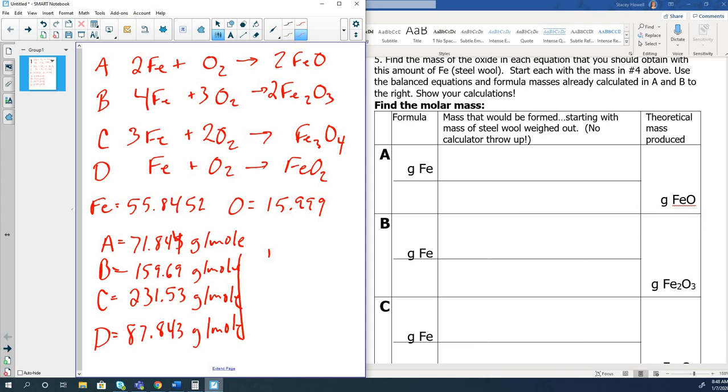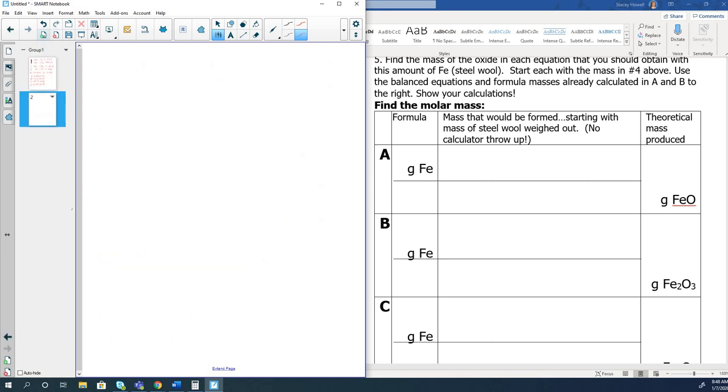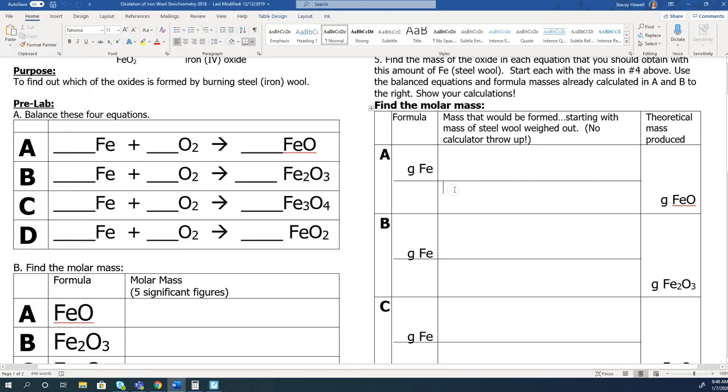Okay, it's going to try and fill it in. So I'm just going to have to come back and forth. I'm going to get me another page here, and I'll come back and forth between the pages. So on the first one here, on A, we will have started with our grams of Fe, but we don't know what it is right now. So I had it set up here for you.